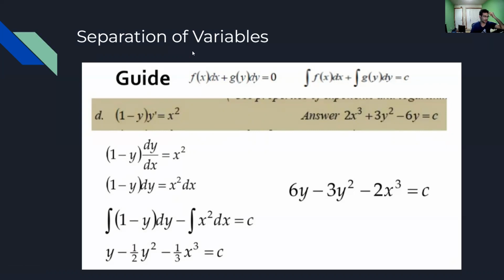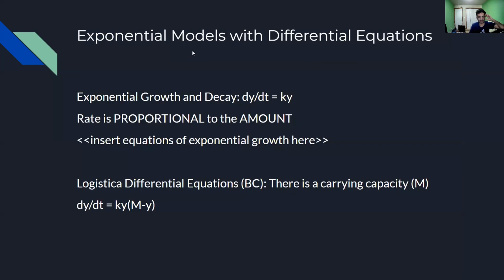And you can only do separation of variables if it's just multiplication and division. If you're adding dy and dx together, it doesn't work, because you can't necessarily separate it without doing a bunch of nasty math. So just for AB, you have to be able to multiply and divide, and that should work. Okay, exponential growth, exponential models with differential equations.